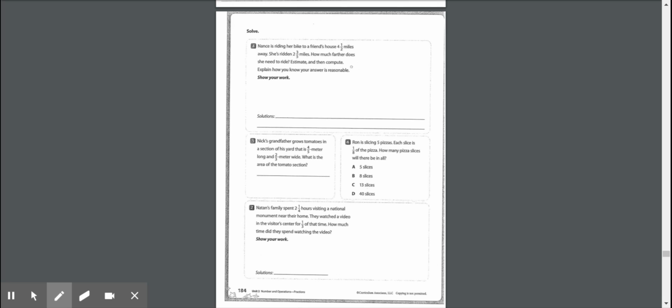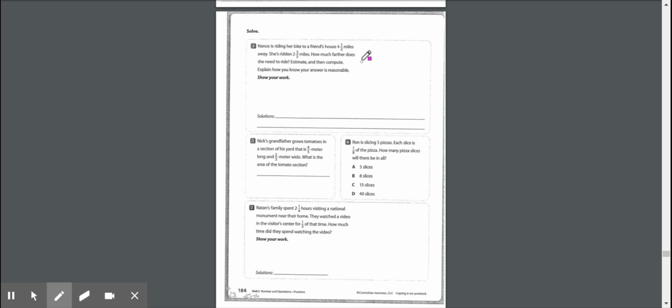So if I'm estimating first, I'm saying she's riding to a friend's house that's this total miles away. She's already ridden about 3 out of 5, which is a little more than half. So she's already ridden about 2.5 miles. So if she's ridden 2.5 and she has to go 4.5, she only has to go 2 more miles. So if I do the problem and my answer's around 2, then I know it's reasonable.